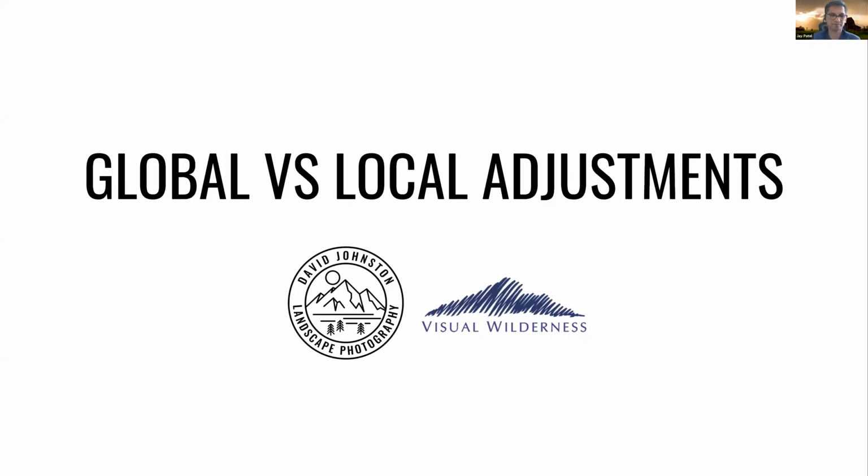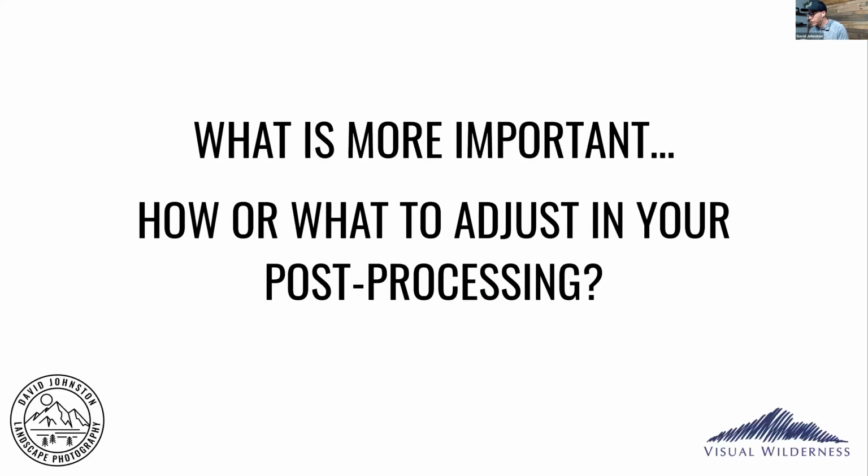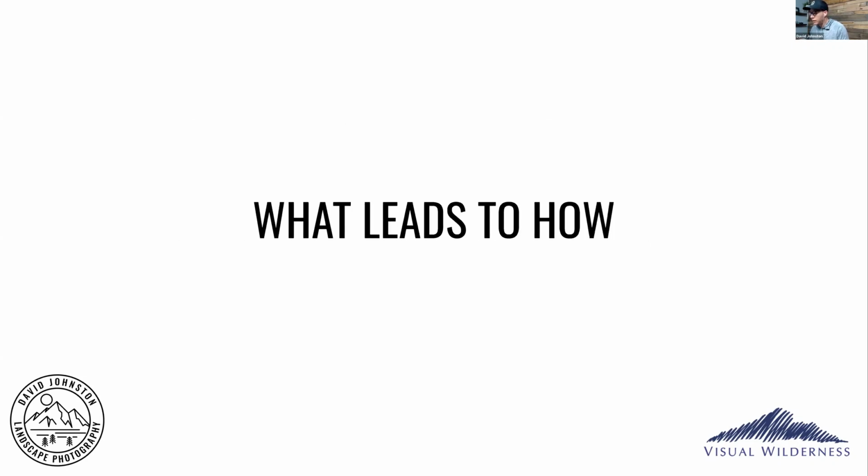Okay. So what I'm talking about here is global versus local adjustments. When we talk about this, it's either one or the other for some people, or it's just this conglomeration of guesswork between what they're doing in their post-processing work and workflow. We're going to get into workflow in just a second, but Jay alluded to it, how or what to adjust in your processing. What in that sequence is more important when you get into it? So the what actually leads to the how.